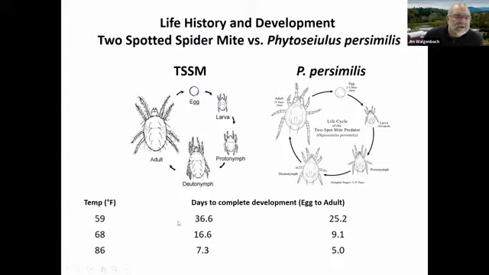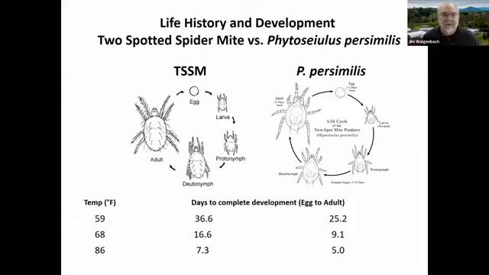I wanted to show you the life cycle of both the two-spotted spider mite and Phytoseiulus persimilis, which is identical. They both have an egg and then a larva and two different nymphal stages before they molt to the adult stage. Now, just look underneath here, though. This is the number of days it takes to complete development from the egg to the adult. For instance, at all these temperatures, it takes longer for the two-spotted spider mite to complete development than it does the predatory mite, which is a good thing because the predatory mite is reproducing at a greater level, and it's going to outproduce the two-spotted spider mite.